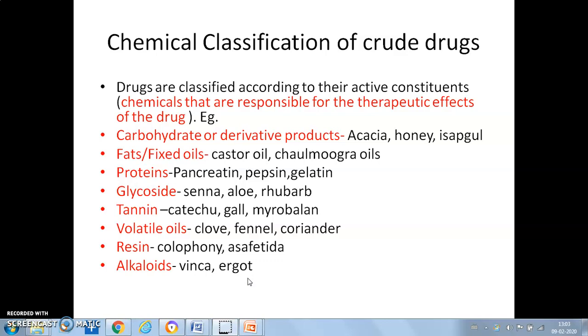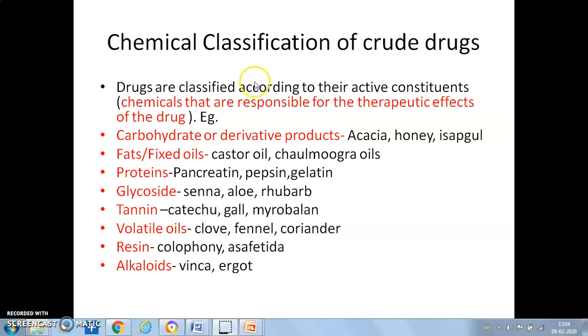Primary metabolites are the chemicals that are essential for the growth and development of the plant itself. Secondary metabolites are the byproducts derived from the primary metabolites through the process of metabolism, and they may be considered as excretory substances of the plant. If we think about the utilization of these two, mostly we use the secondary metabolites as a source of drugs, rather than the primary metabolites.